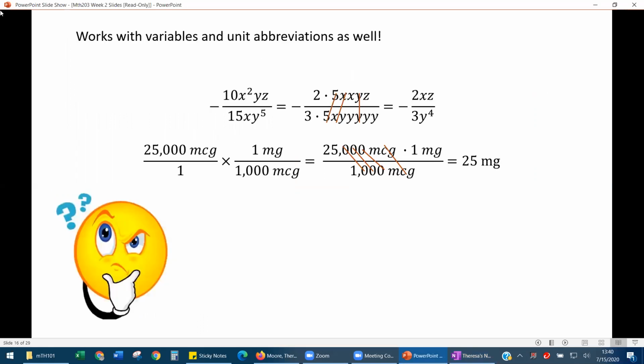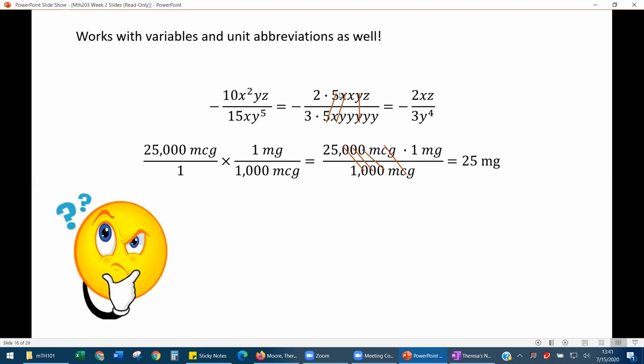So it works with variables as well, because variables, remember, represent numbers. So anything you can do to a number, you can do to a variable. It just may look a little bit different. So if we take 10x squared yz and we write it out kind of long ways, 10 is the prime factors of 2 and 5. X squared is xx, and then yz. And 15 is 3 times 5. Then we have x and 5 y's.